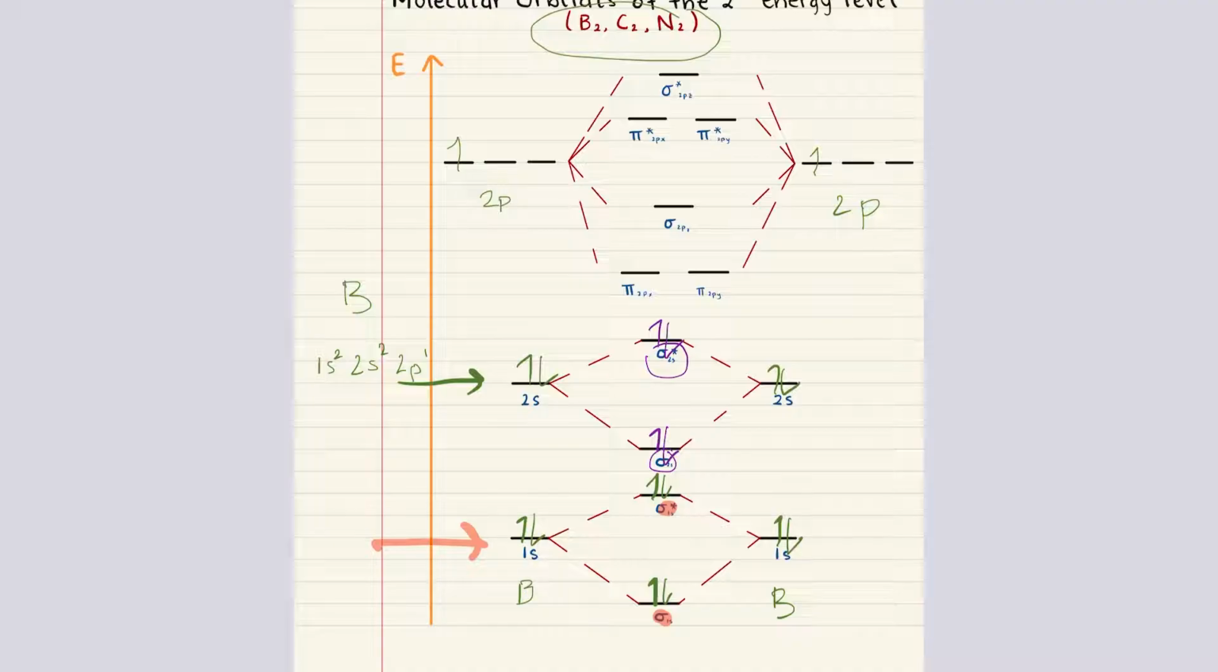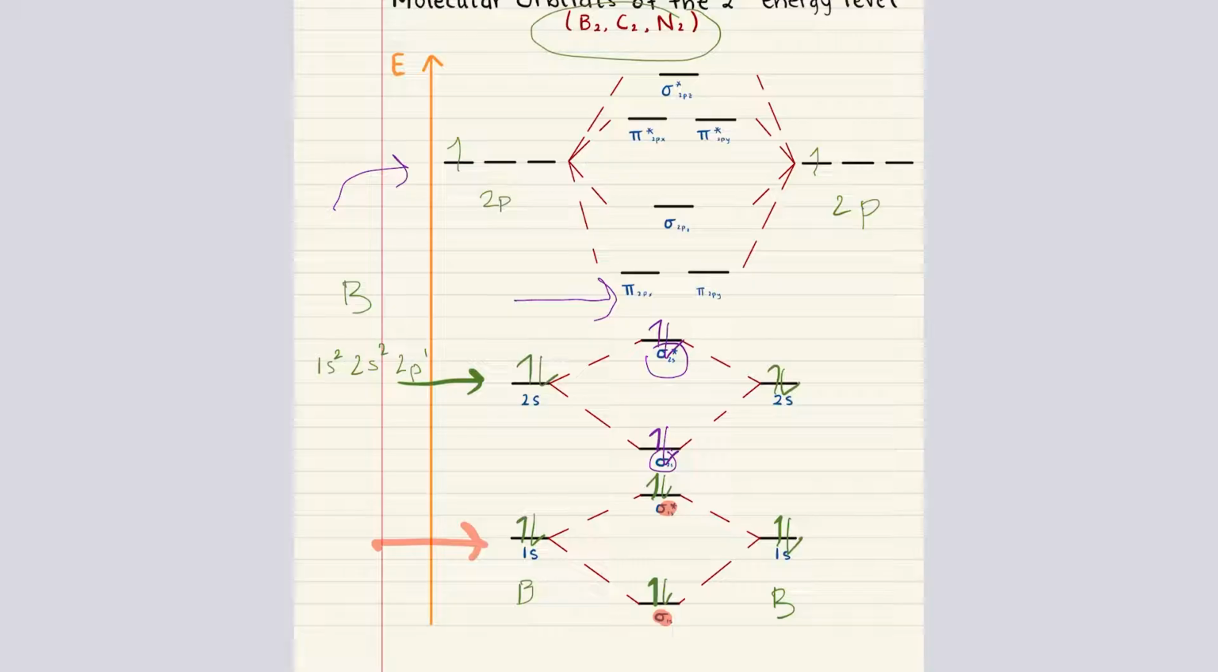Now we reach the 2p atomic orbitals. This is where things get interesting. Each boron atom contributes 1 electron in its 2p orbital, meaning we now have 2 electrons left to distribute in the 2p molecular orbitals. Based on our earlier discussion for diboron, dicarbon, and dinitrogen, the pi 2p bonding orbitals are lower in energy than the sigma 2p bonding orbital due to sp mixing.